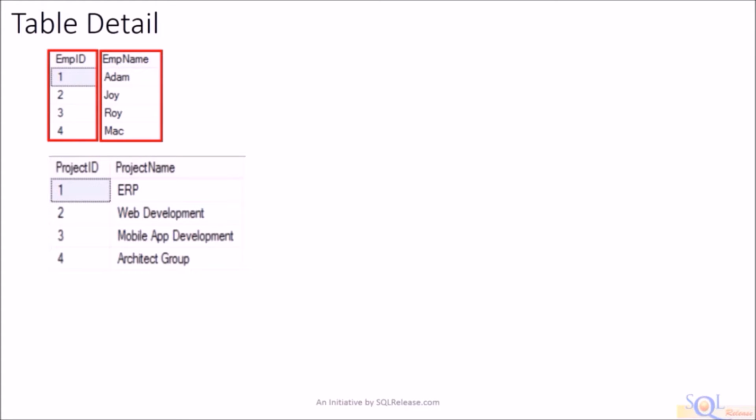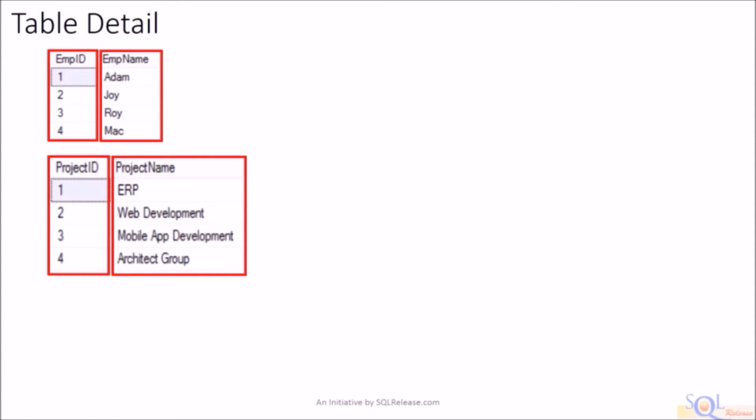This is the employee master table which has two columns, EMP ID and EMP name, where EMP ID is a unique number which is used to uniquely identify each employee, and EMP name is the full name of the employee. And this is the project master table which has two columns, project ID and project name, where the project ID column stores the unique ID of the projects and the project name column stores the name of the projects.